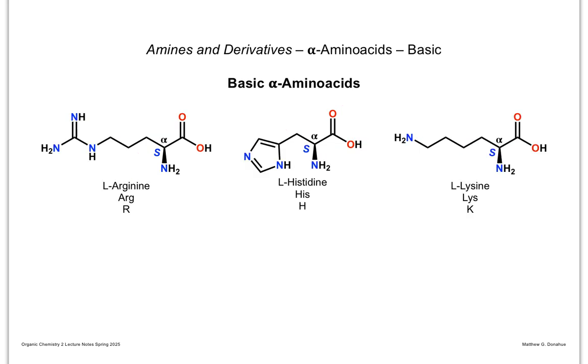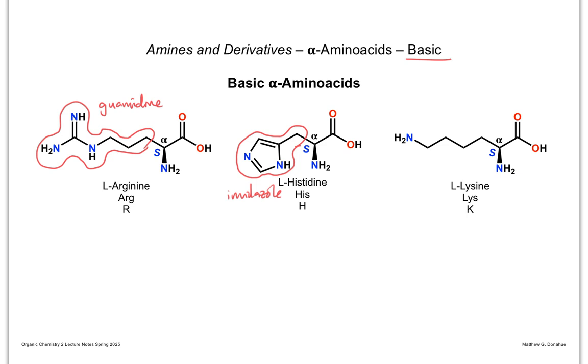The basic amino acids, arginine, at the end of the chain has this functional group called a guanidine. Histidine has this heterocycle called an imidazole. So we talked about imidazole in terms of nitrogen basicity. You have two different sp2 type nitrogens.